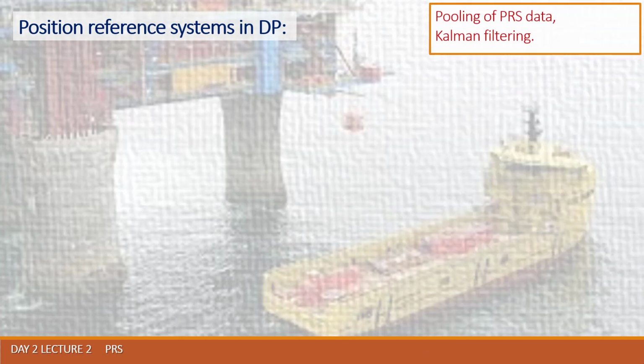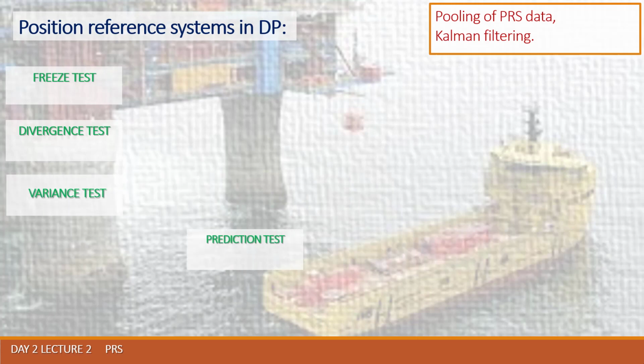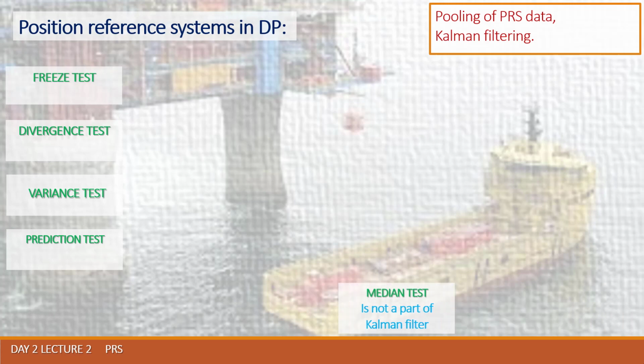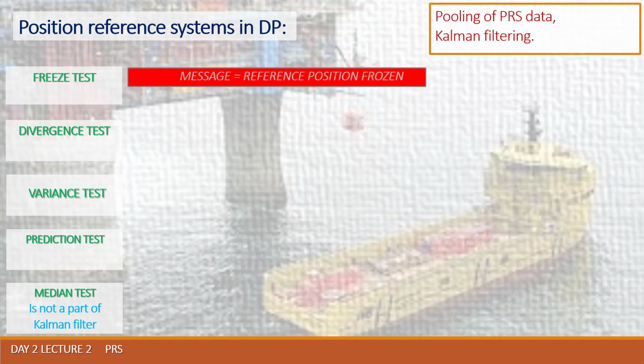Each internal test for analyzing PRS reliability is supported with a message, and that message appears in the message line of the K-Pos system. If the freeze test finds wrong information from a PRS, it is supported with the message: reference position frozen. The freeze test works by detecting a position reference system that repeatedly gives the same position every time there is a fix.